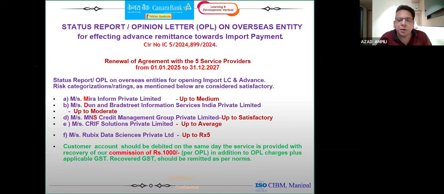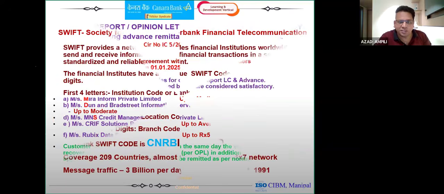So the customer account should be debited on the same day the service is provided, with recovery of our commission of 1,000. Just 1,000 rupees, we are not doing. The 1,000 rupees commission is a small amount we are taking, very little. But not only this much, we have to take OPL charges. These agencies will charge for it, right? Whatever they are charging, that also we have to take, in addition to the 1,000 rupees.